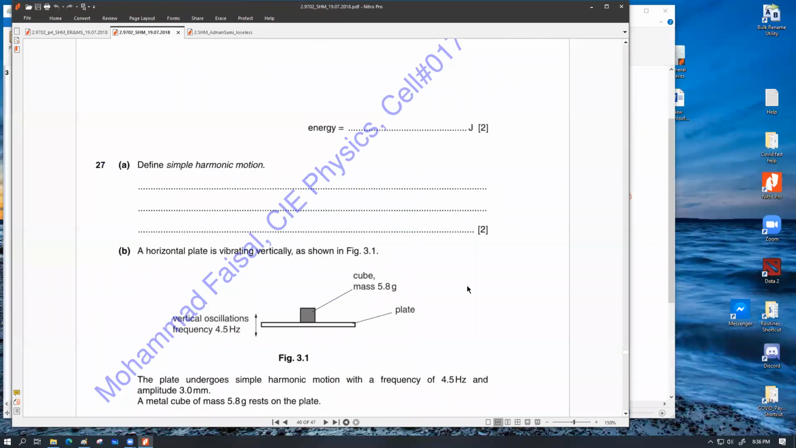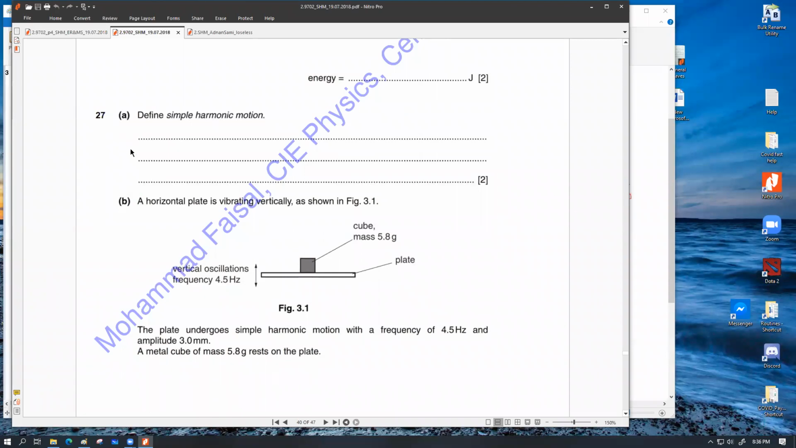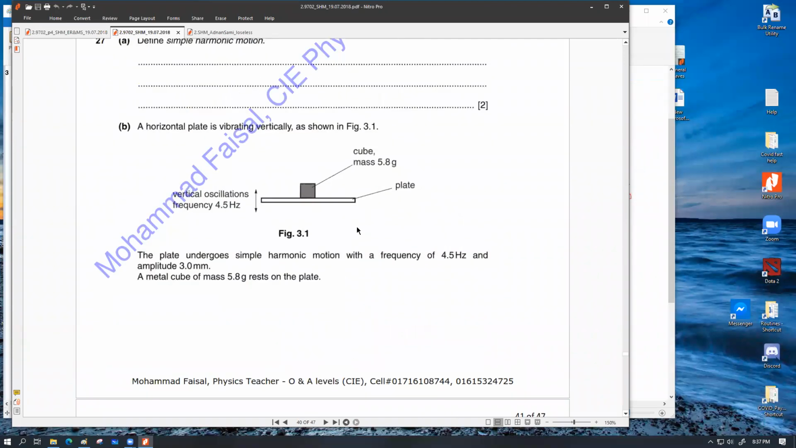27. আচ্ছা, question 27 একটু খেয়াল করি। The question 27A says define simple harmonic motion, and then it says a horizontal plate is vibrating vertically, as shown in figure 2.1. Vertical oscillations have a frequency of 4.5 hertz. The plate undergoes simple harmonic motion with a frequency of 4.5 hertz and an amplitude of 3.00 millimeter. A metal cube of mass 5.8 gram rests on the plate. So, okay, so we have this whole expression.